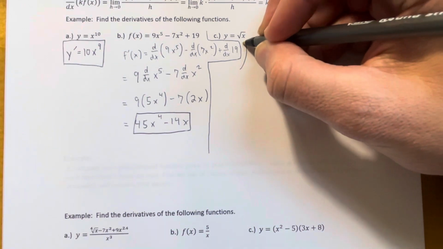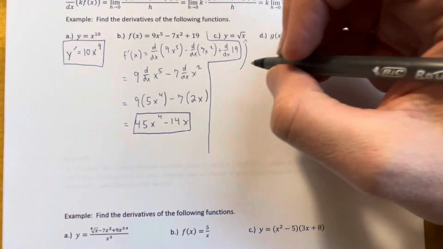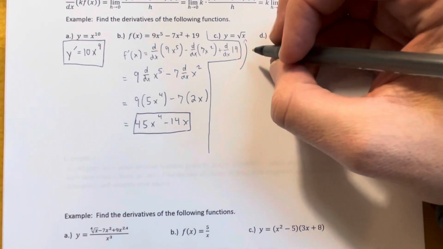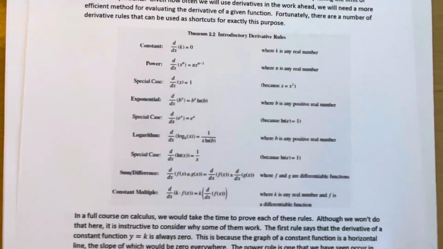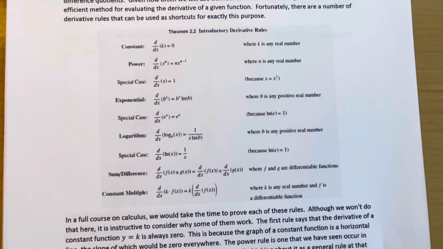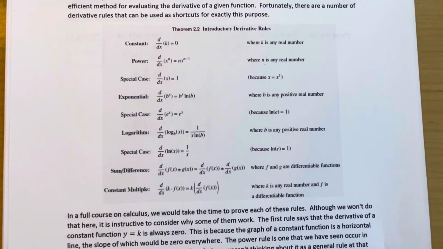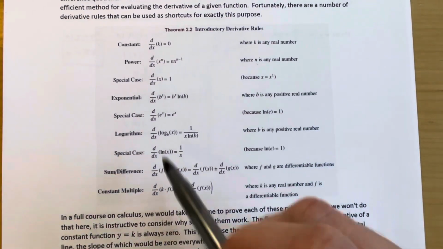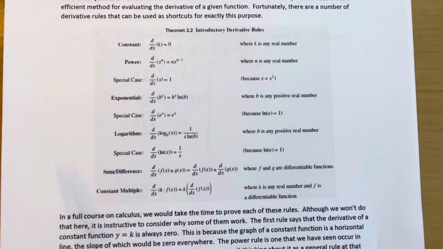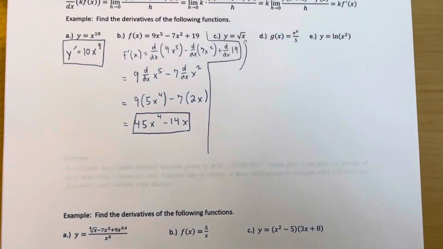This problem, I have to kind of work around here. y equals the square root of x. So if you go back to your table of rules, in fact, we'll just go over there, you're going to see that there's no radicals showing up anywhere in this table. And the reason for that is because radicals can be thought of as power functions. So they're already accounted for there.